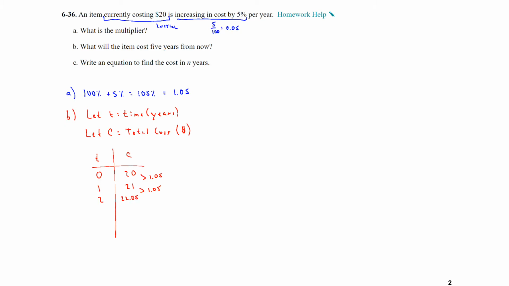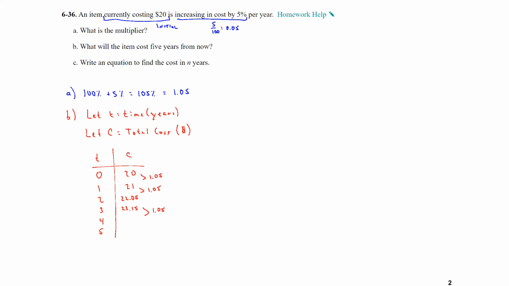So we could keep doing this because we're only going out to 5 years, so it's not terrible. But we're going to find a shorter way to do this when we go to do part C. And maybe you've already done that, which is fine also. You don't have to do it this way. But then if we take the $22.05 and multiply by 1.05, I'm going to round this to the nearest cent because that's how our money works. So $23.15. And then we'll do it again, 2 more times here.